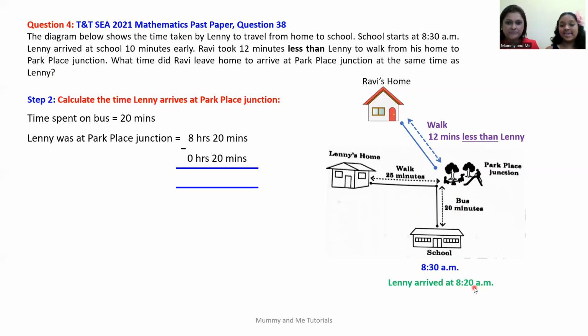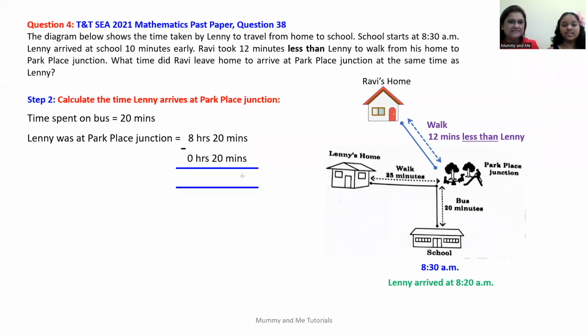So 8:20 a.m. can be represented as 8 hours and 20 minutes, and 20 minutes can be represented as 0 hours and 20 minutes. Right. So what we want to do is subtract. Why do you want to subtract? We want to subtract the 20 minutes from the 8 hours and 20 minutes to calculate what time Lenny was at Park Place Junction.